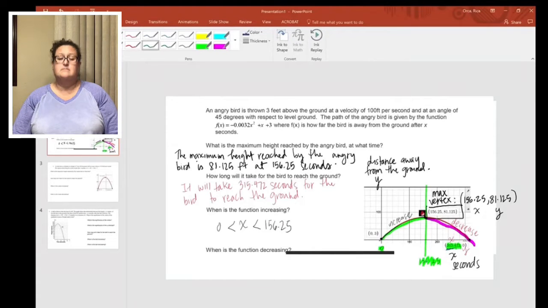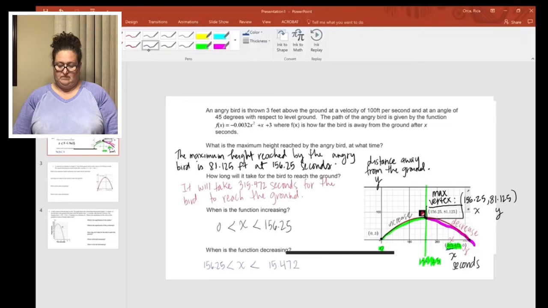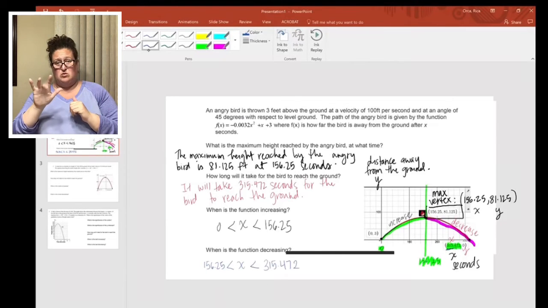The function is decreasing when x is between 156.25 and 315.472. You can also read that as x is greater than 156.25 but less than 315.472.